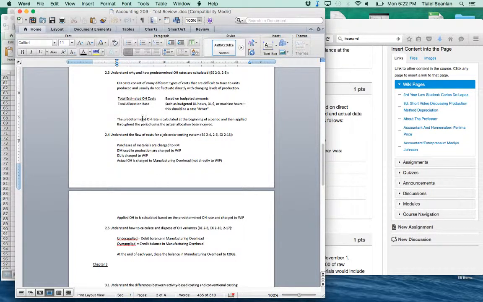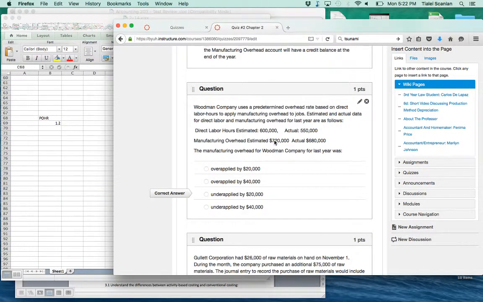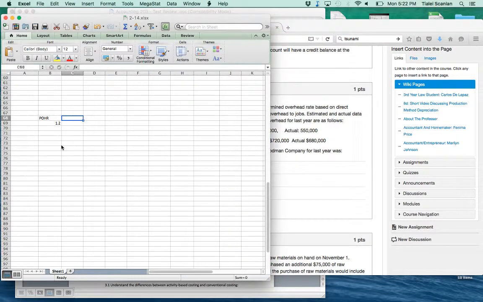Okay, so predetermined overhead rate is calculated at the beginning and times it by the actual allocation base incurred. So this is our direct labor hours, actual hours. That's 550,000 actual hours. So it equals this amount times this amount. So that's our applied amount.